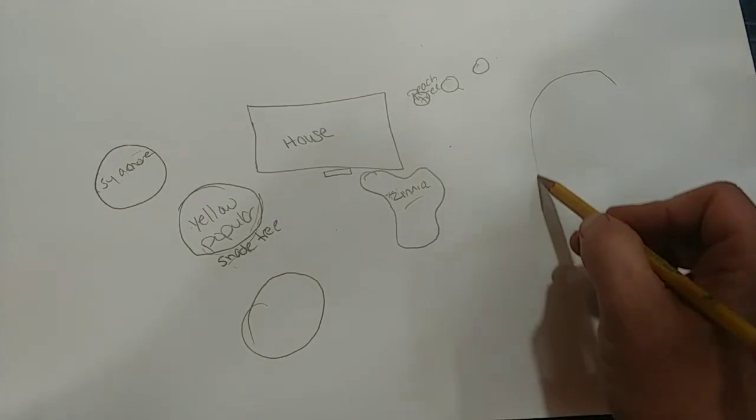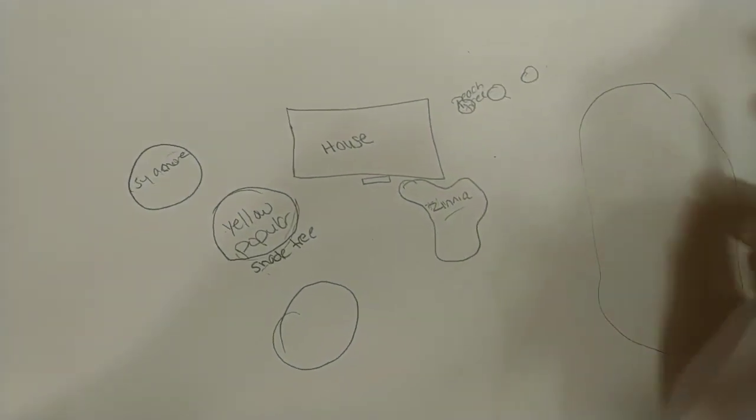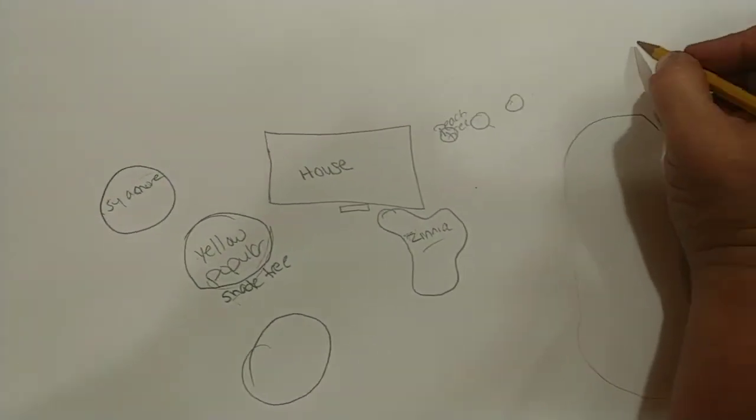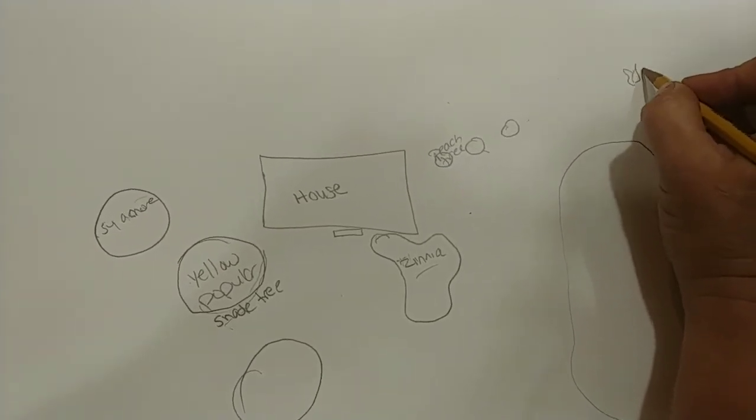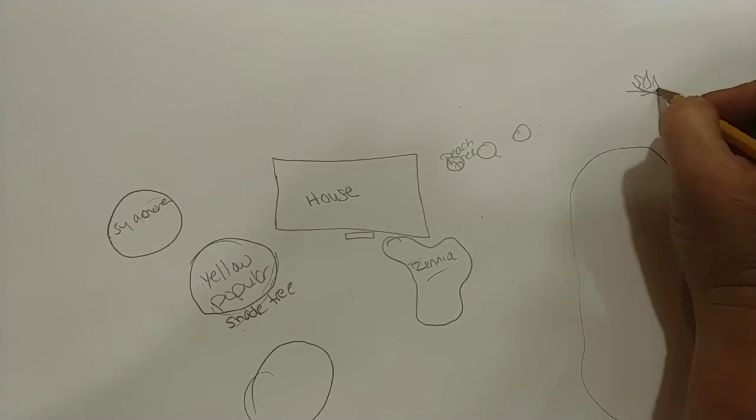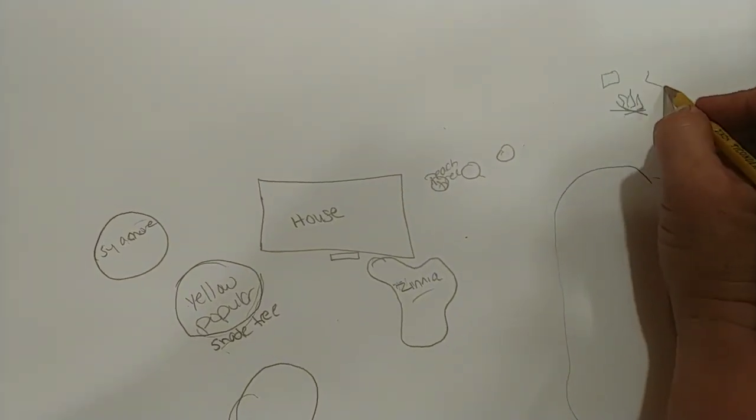So because I always have to have a pond, here's going to be my pond. This is going to be my private area. This is going to be a fire pit. I'm just going to do a little representation of fire. There we go. That's my fire. And whatever I'm going to have around.